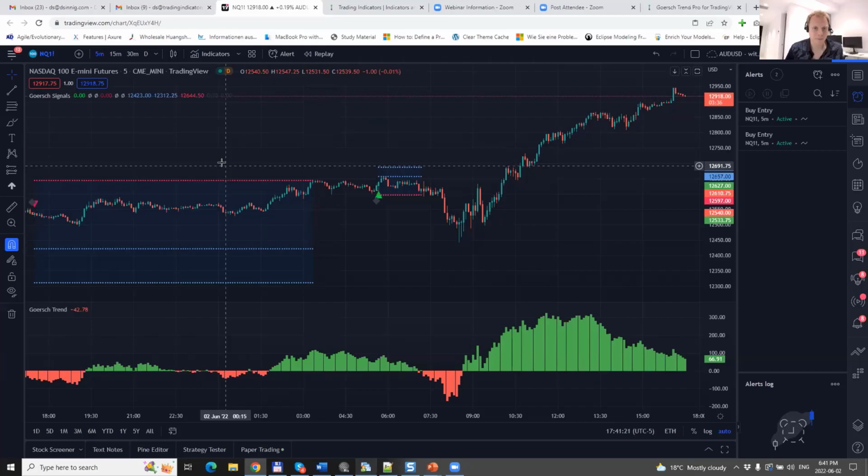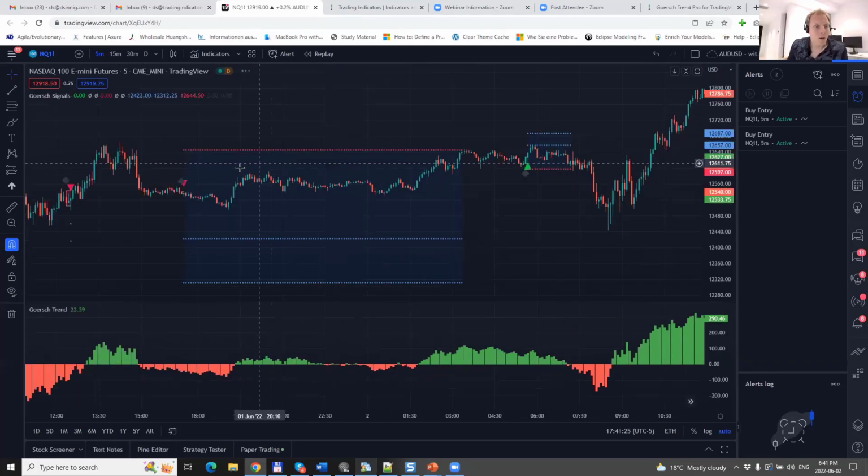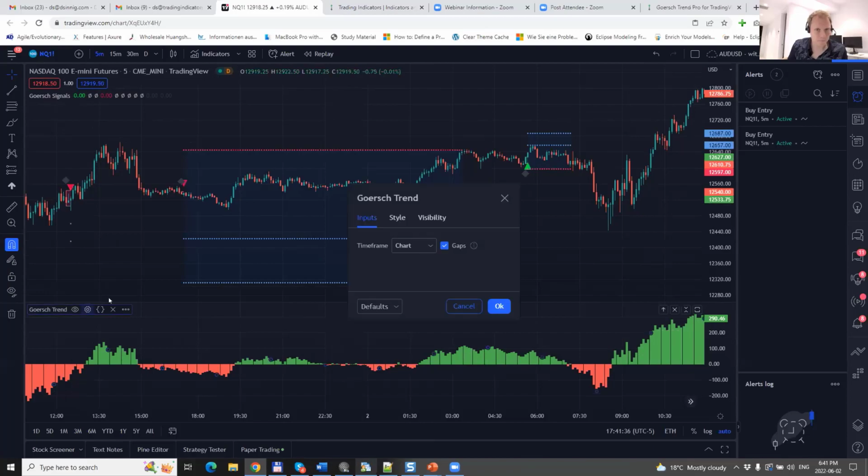Now, there's one awesome feature which we have built into both the Goersch trend histogram and the Goersch signals indicator. If you go to settings and go to inputs, you will now see that you have a time frame input. And with this input, you can choose for which time frame this indicator should be calculated. By default, it is the chart time frame because that's typically what we want to see.